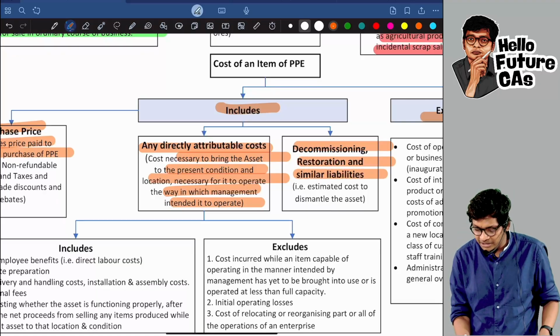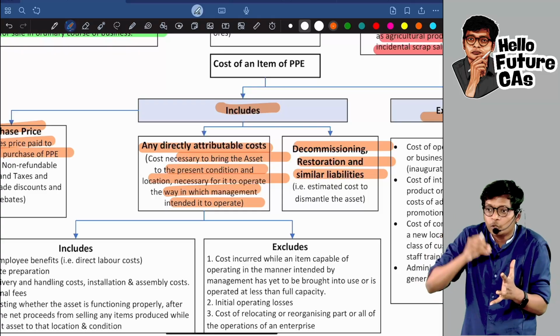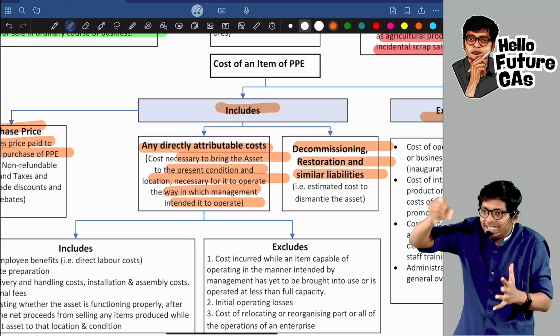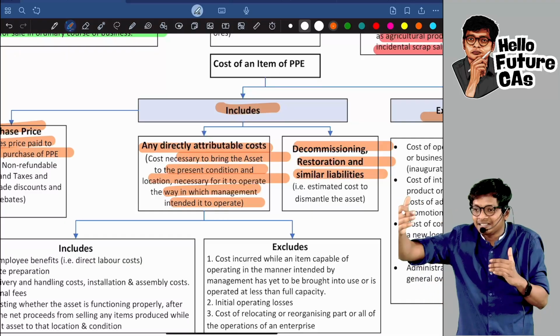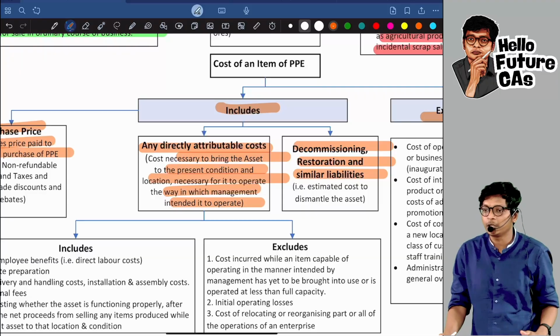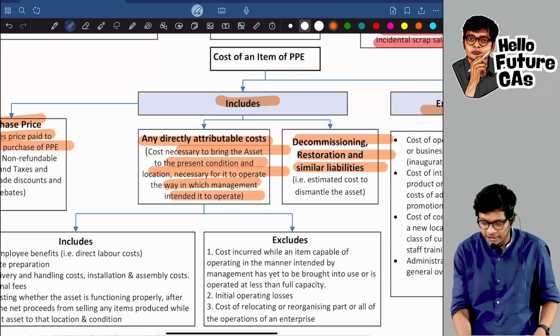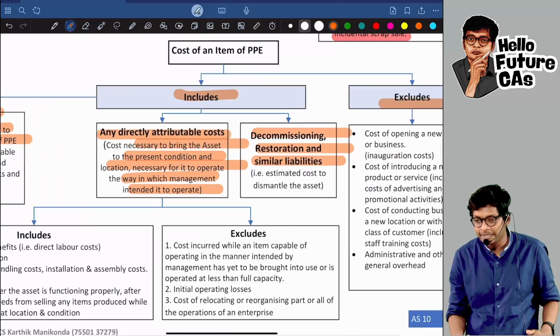Decommissioning, restoration and similar liability is very simple. Let's say I have installed a plant in the middle of the ocean. Government is saying after 10 years you have to remove this plant. For that I'm going to incur expense after 10 years. The present value of that will be capitalized today as an asset. Are you following, guys? That's called decommissioning. So inclusion is three things: purchase price, directly attributable cost, and decommissioning.